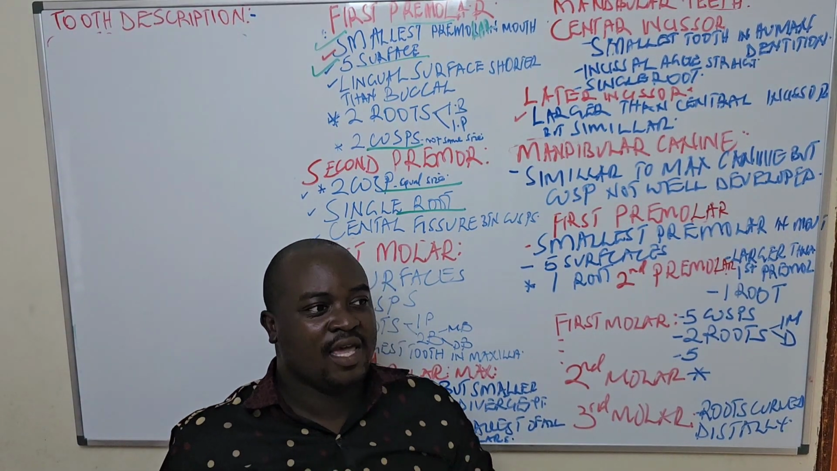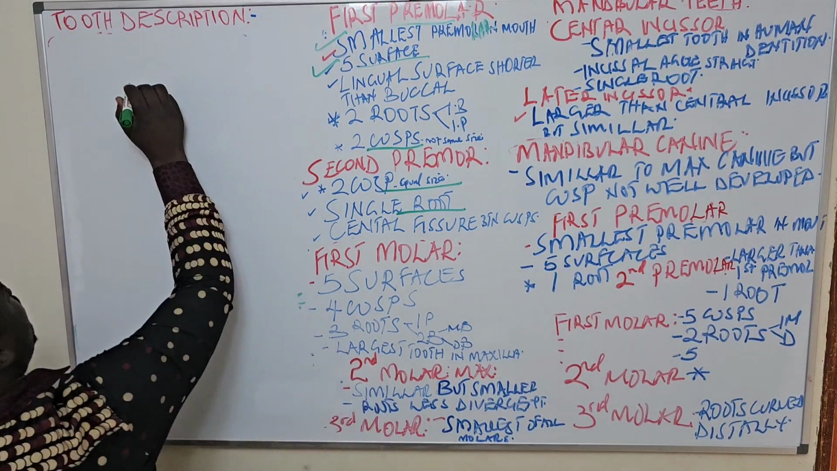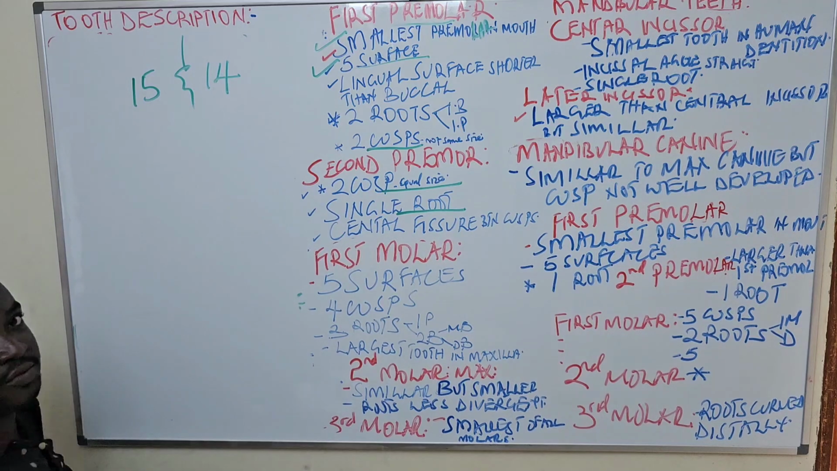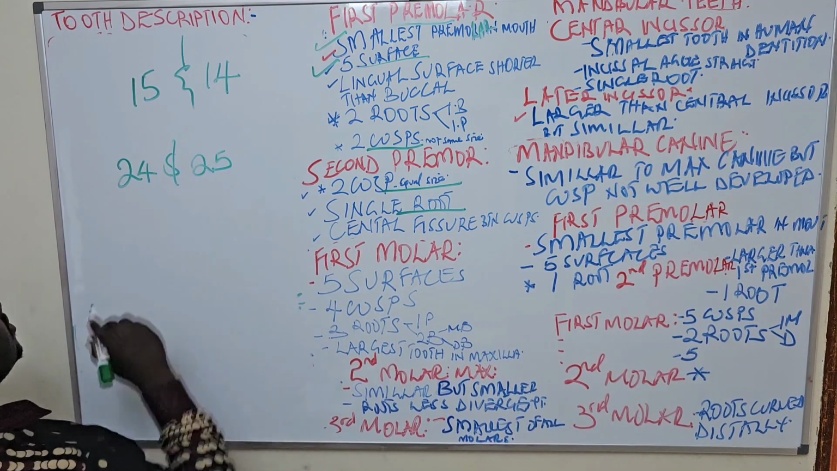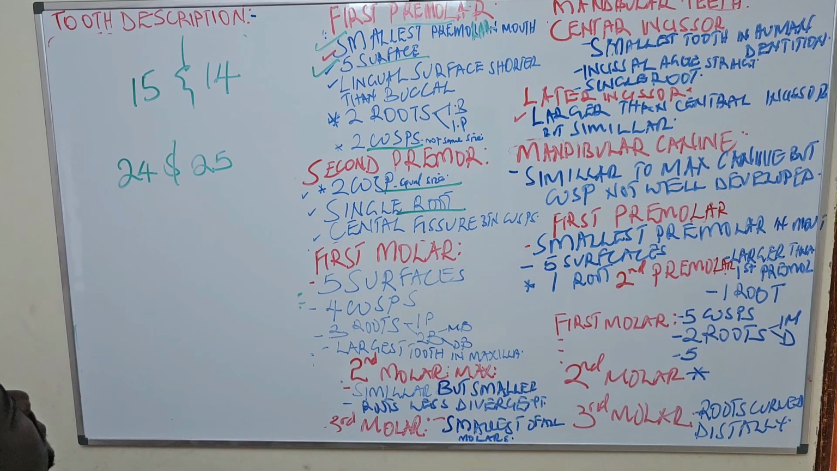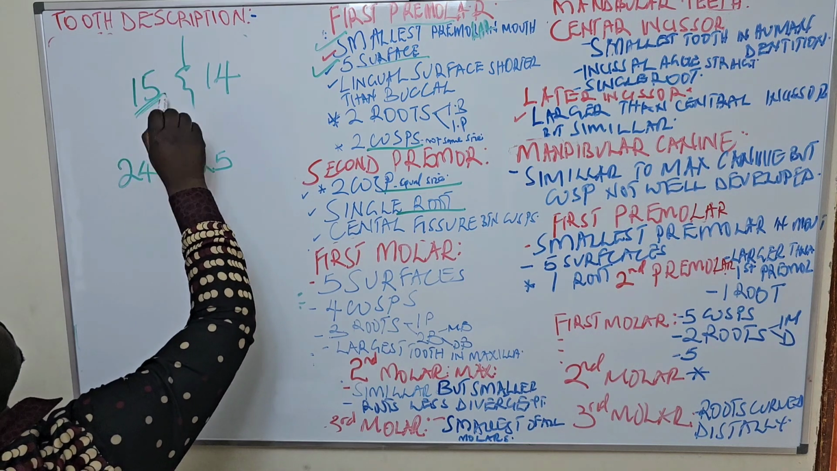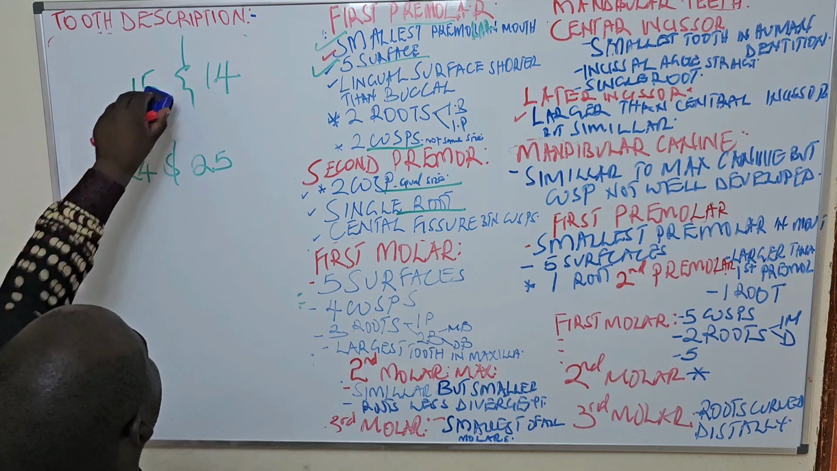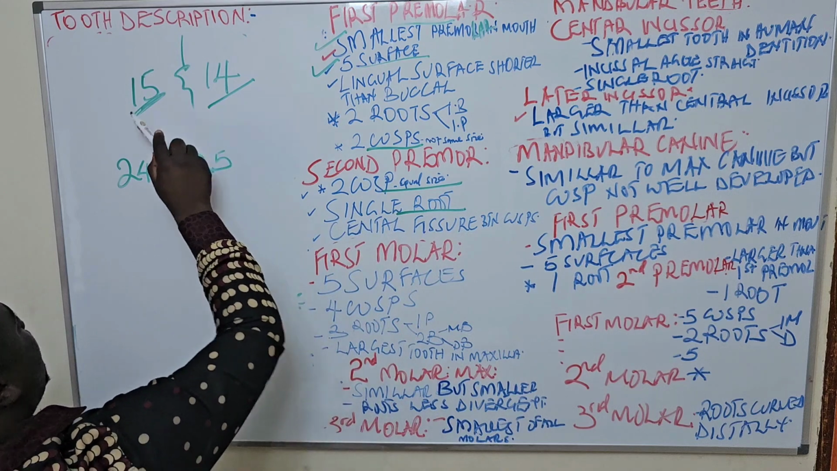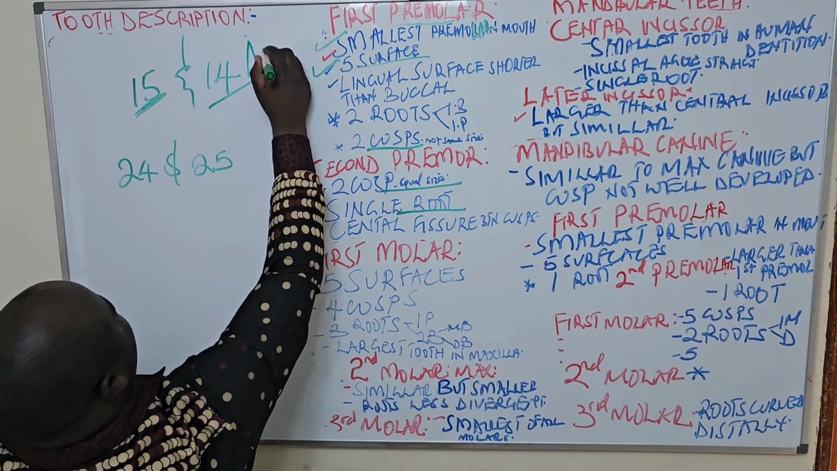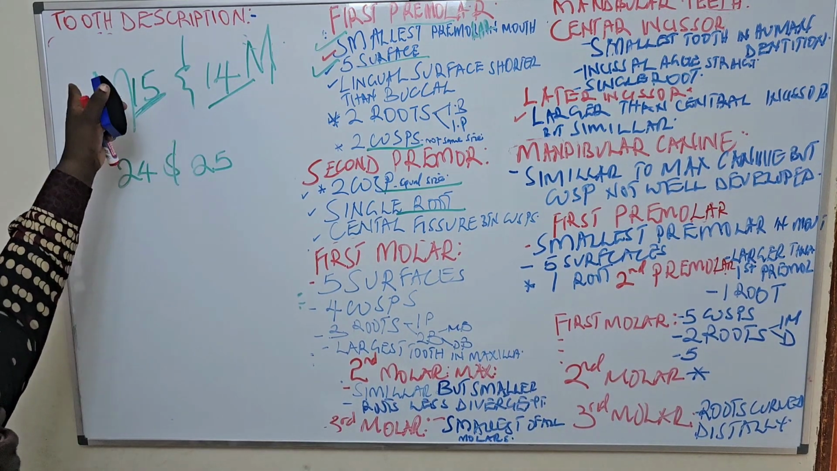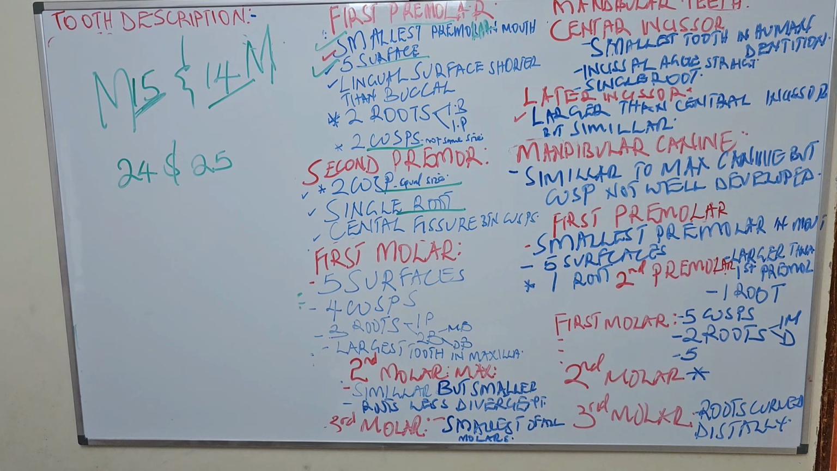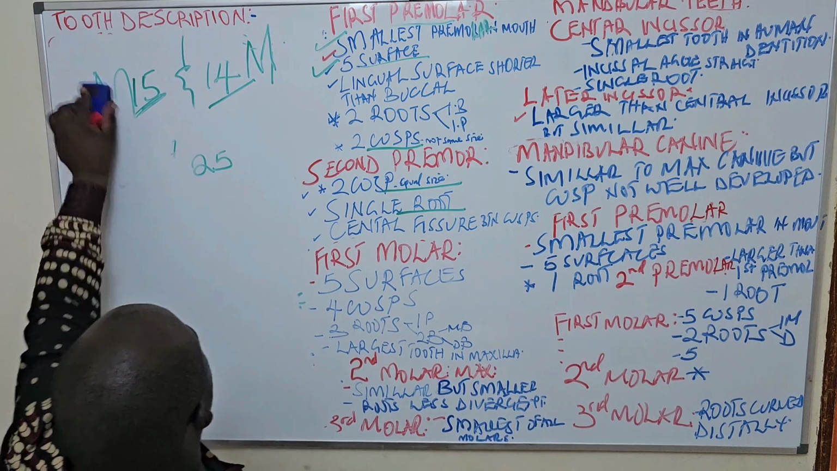So now a question can come, even in your theory: what is the difference between a 1-5 and a 1-4? Or it can come as, what is the difference between a 2-5 and a 2-4? So the difference number one is that the 1-5 has 2 roots, and this one has 1 root. All of them have cusps, but the cusps of this one are not the same size, but the cusps of the second premolar are of the same size. That is a very important difference. Let's go to the molar.